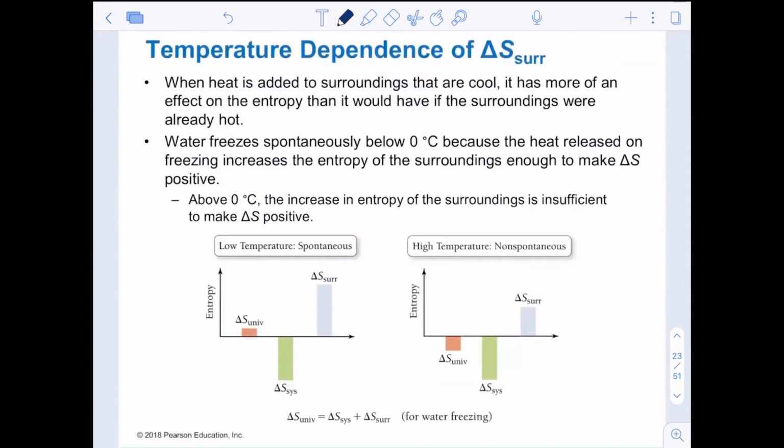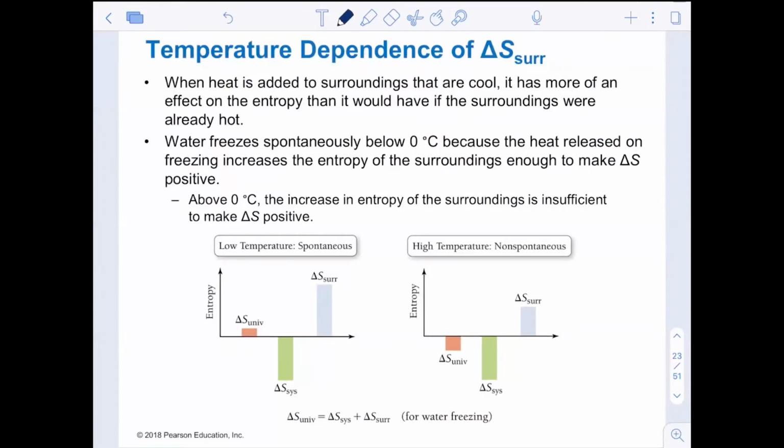All right, temperature dependence of delta S of the surroundings. When heat is added to the surroundings that are cool, it has a lot more of an effect on the entropy than it would if the surroundings were already hot. So water freezes spontaneously below 0 degrees because heat is released on freezing and increases the entropy of the surroundings enough to make delta S positive.